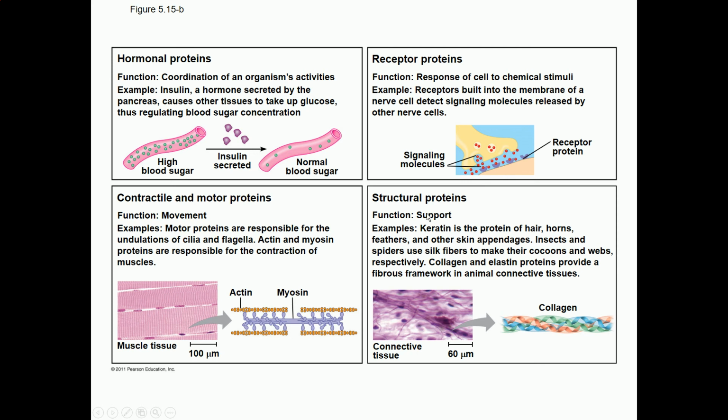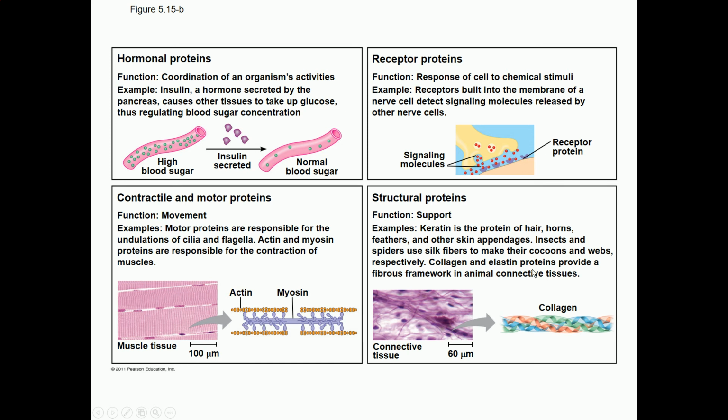Now structure proteins, there are a lot of proteins like keratin, which is in our hair, which is in our nails. These are all examples of structure proteins. Collagen, elastin, these are all proteins, and they provide a fibrous framework in animal connective tissue. So these are all examples of structure proteins.